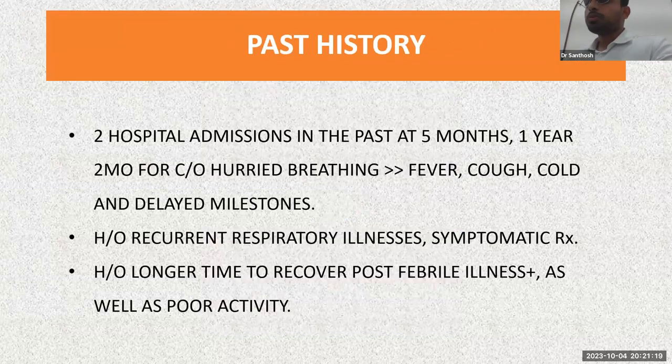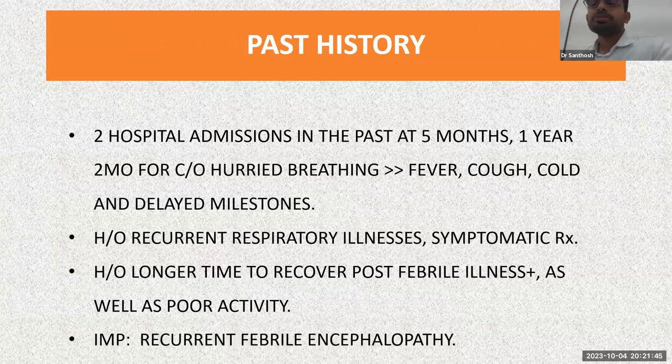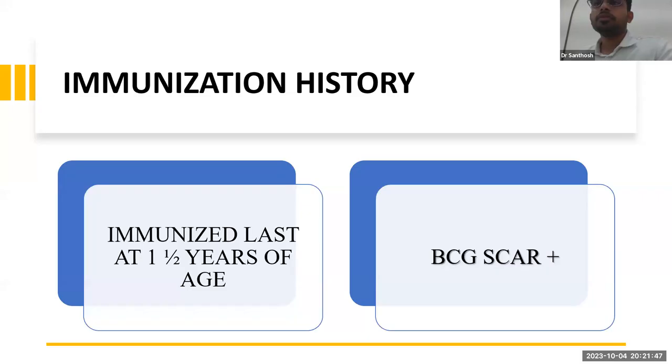Coming to the past history, there were two hospital admissions in the past, at 5 months and 1 year 2 months, for complaints of hurried breathing, more than fever and cough and cold during that time, along with delayed attainment of milestones. There's also a history of recurrent respiratory illnesses for which the child had received symptomatic treatment. On retrospective asking, the parents said there was history of longer time to recover post febrile illness as well as poor activity during that time. Most probable impression of this history was recurrent febrile encephalopathy.